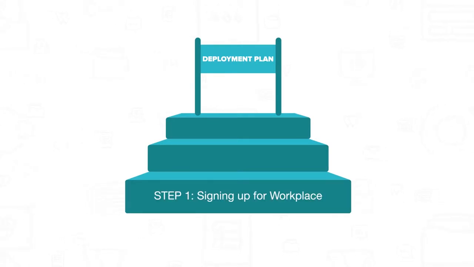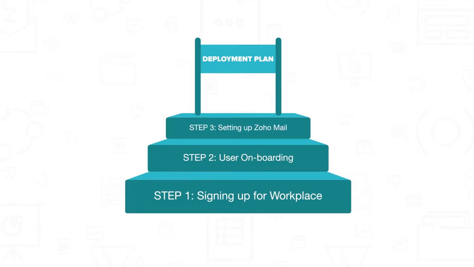Step 1, signing up for Workplace. Step 2, user onboarding. And step 3, setting up Zoho Mail. And that's it. Once we set up Zoho Mail, the rest of the apps in the Workplace suite will be automatically configured and will be ready for use. So we pulled up our sleeves and took the first step.